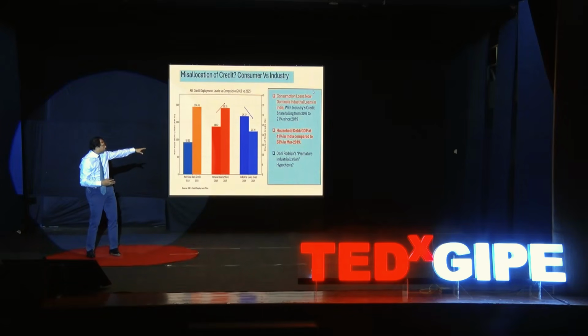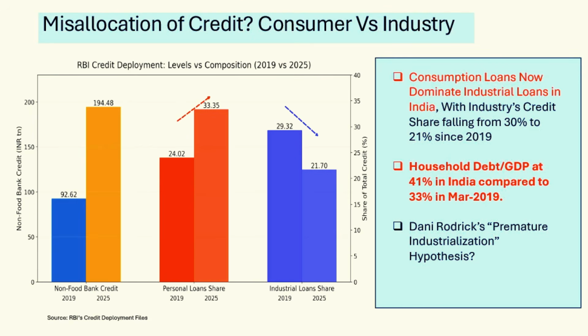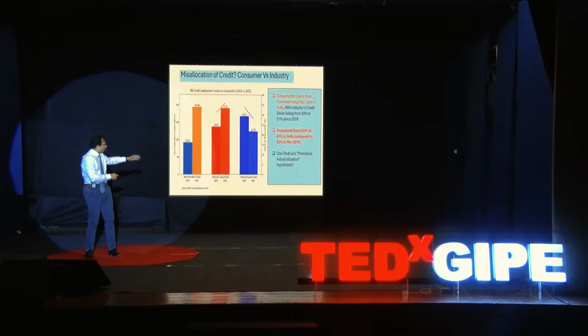It's not a problem in itself. The problem is that India has not matured in its industrialization, and that is exactly Dani Rodrik's point, a famous economist, about premature deindustrialization taking place. He made that point 20 years back for some other Asian economies, but we seem to be going through the same cycle 20 years down the line. And that's really something that worries me a little bit.